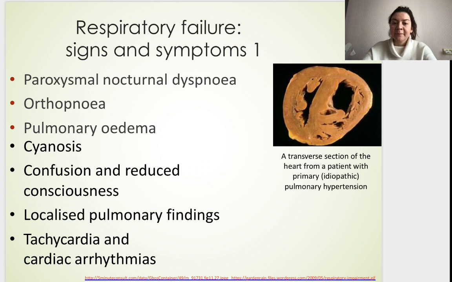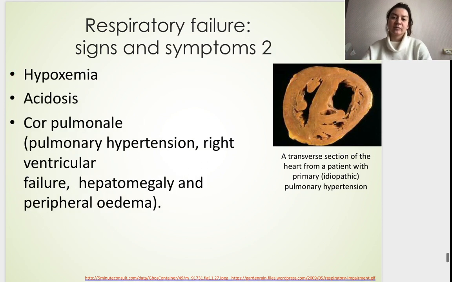And here you see a transverse section of the heart from a patient with primary idiopathic pulmonary hypertension. It is what we called cor pulmonale, with a very hypertrophied right part of the heart. So, more signs and symptoms. It will be hypoxemia, acidosis, cor pulmonale. We talked about it, most usual for pulmonary hypertension, right ventricular failure, hepatomegaly, and peripheral edema.